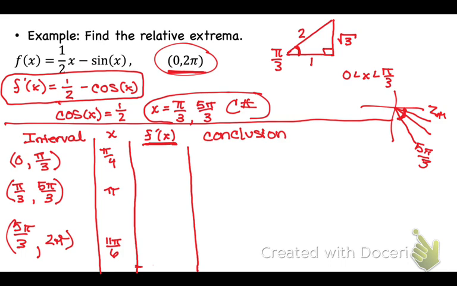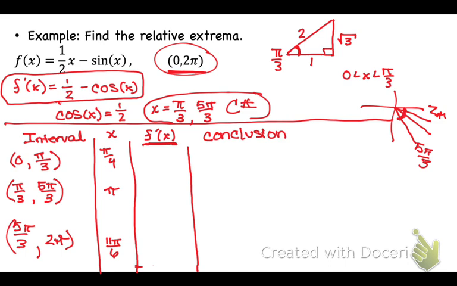Okay, so if I put pi over 4, the cosine of pi over 4 is, what is it? 2 over square root of 2, which is square root of 2 over 2. Is square root of 2 over 2 bigger than 1/2 or less than 1/2? It's slightly bigger, because what's the square root of 2? Is it bigger than 1? Yes. So it's going to be a little bit bigger. It's like 1.4.